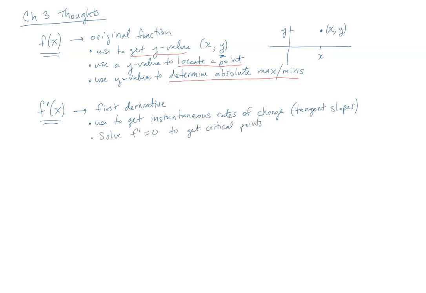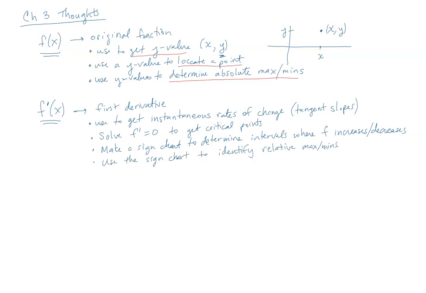So solve f prime equal to 0 to get critical points. So we can make a sign chart for f prime to determine the intervals where f increases or decreases. And then again, the max-min stuff. So I wrote, use the sign chart to identify relative max-mins.